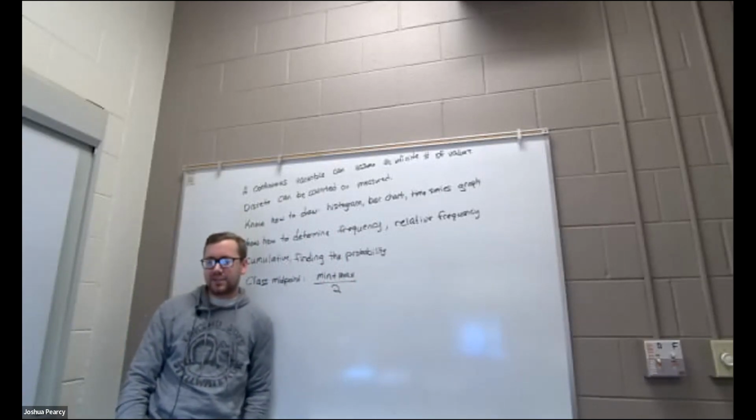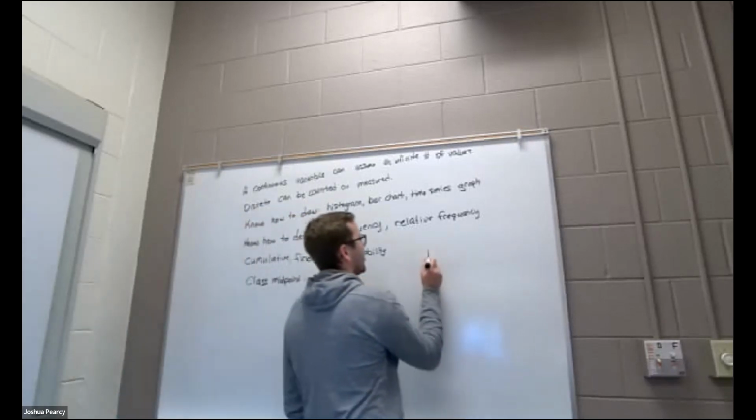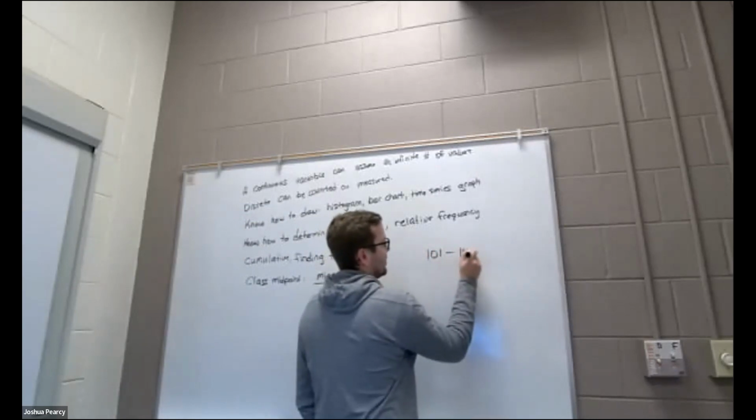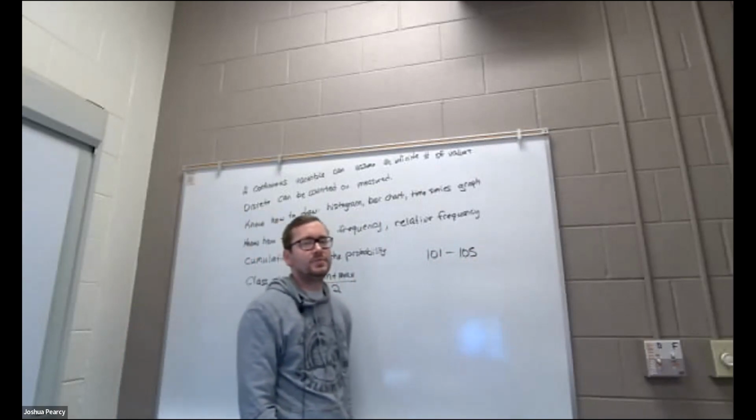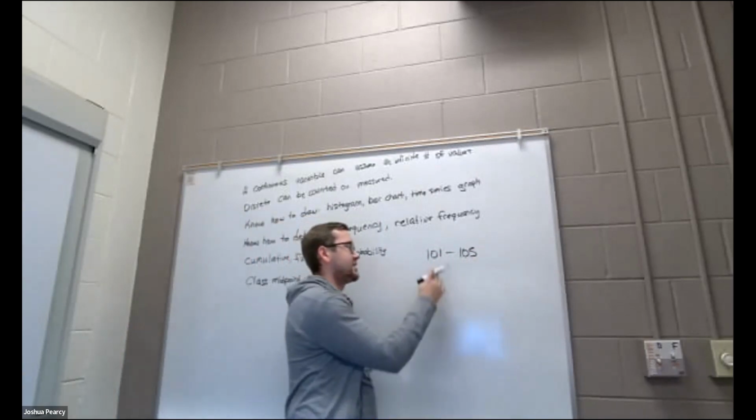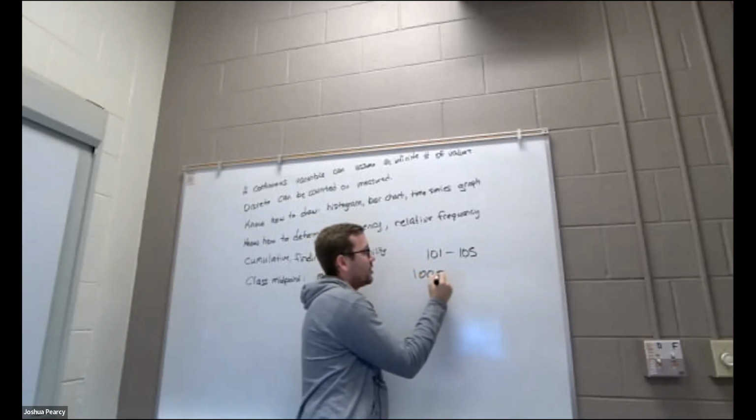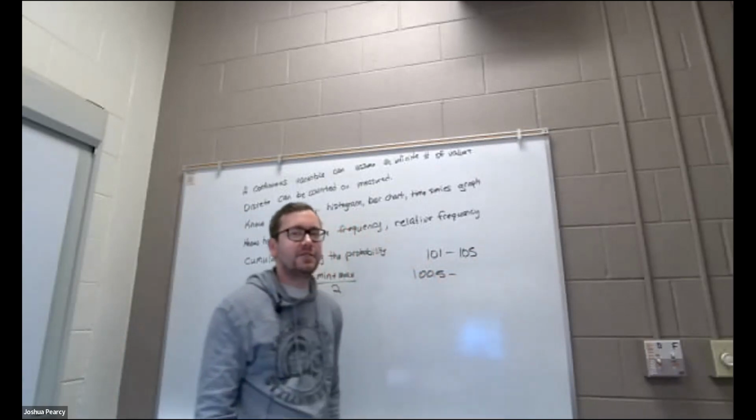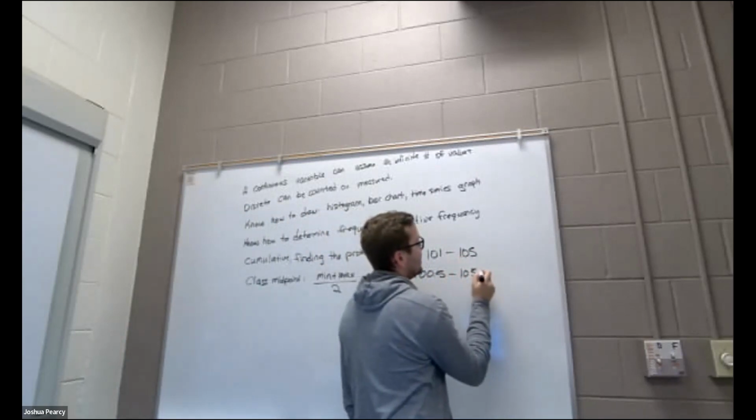And then we talked about how to find the class boundaries. So that was pretty simple. So if you had a whole number, say for instance, we have 101 to 105. What are the class boundaries for that? So to do that, since it's a whole number, you take off a half from the bottom. So it'd be 100.5, and you add half to the top one, be 105.5.